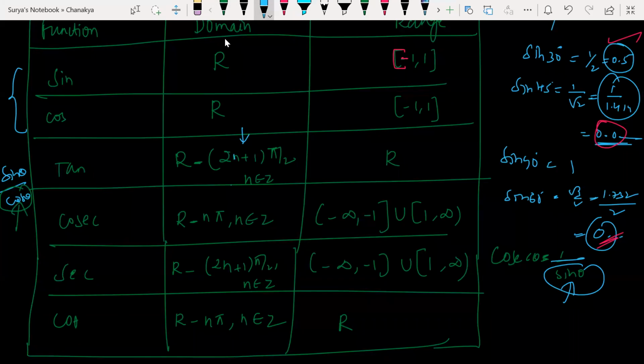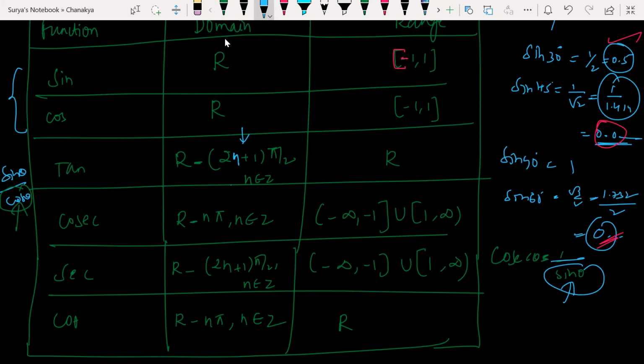Whatever the n value, if I substitute n value 0 here, I get 1 into pi by 2, pi by 2. 1 is an odd number only, right? Pi by 2 is an odd multiple. If I substitute 2, 2 is a 4, 4 plus 1, 5, 5 by 2. If I substitute n as 0, I'll get pi by 2. If I substitute n as 1, I'll get 3 pi by 2. So for every n value, 1, 2, 3, like that, you will get odd multiples.